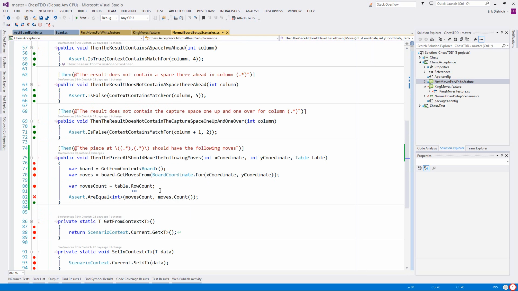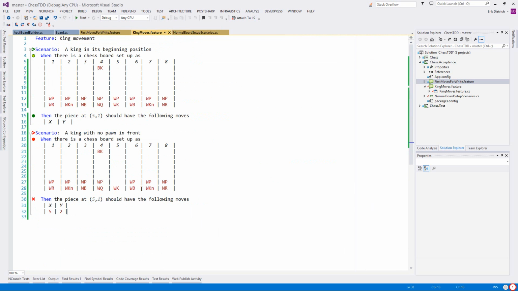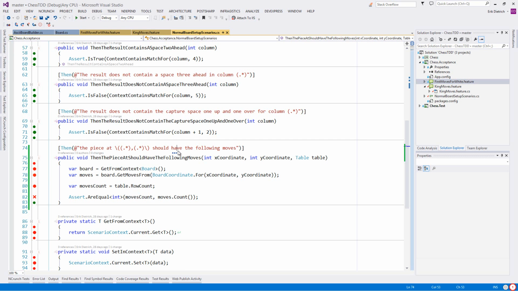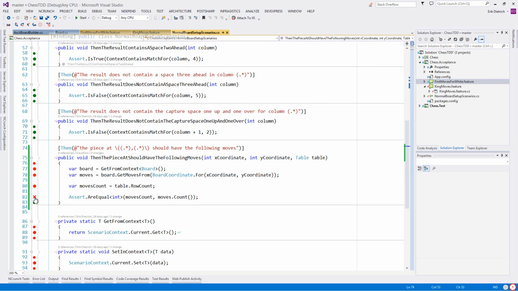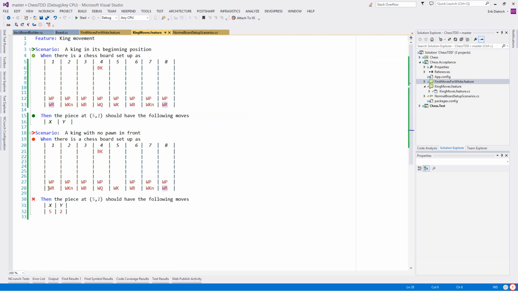So I was getting the row count from the table being passed in there as the number of moves. All I was asserting at first here was that the number of moves I would get from the board were the same number of moves as the table passed in. So in the first test case, both of those should have been 0. Here I'm expecting 1 move for the white king.